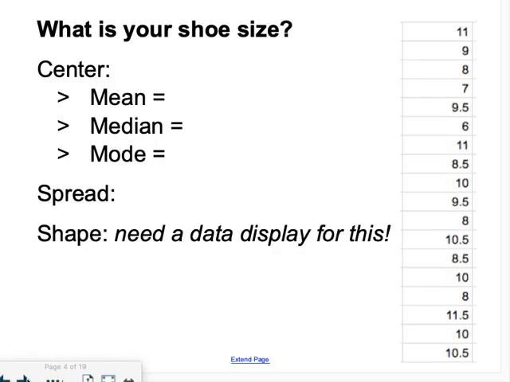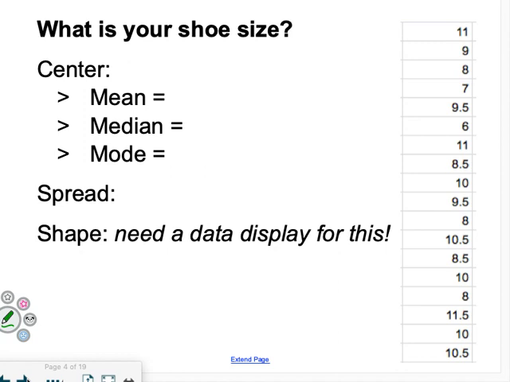So looking at this data, this was data asking us, what is your shoe size? Specifically, we took 18 people, and we took their shoe sizes and put them up here. So we want to find center, spread, shape. I notice shape, we need a data display for that. We're going to do that here in a little bit. But center, I'm going to go fairly quickly through this.